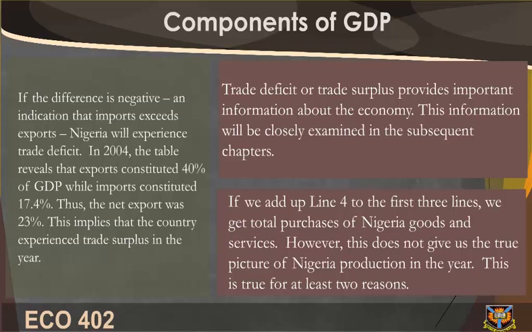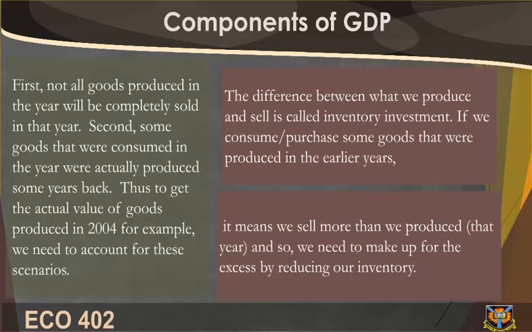If we add up line 4 to the first 3 lines, we get total purchases of Nigerian goods and services. However, this does not give us the true picture of Nigerian production in the year. This is true for at least 2 reasons. First, not all goods produced in the year will be completely sold in that year. Second, some goods that were consumed in the year were actually produced some years back. Thus, to get the actual value of goods produced in 2004, for example, we need to account for these scenarios.